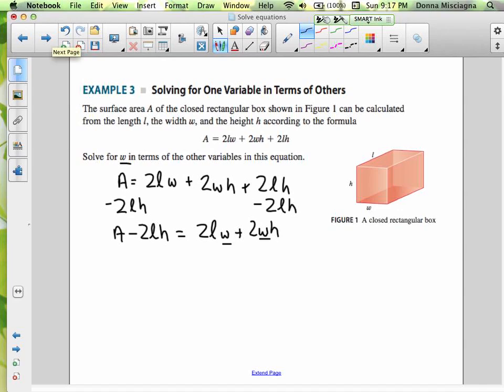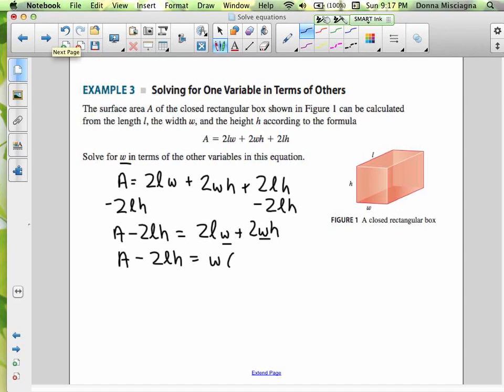It's a common factor. By the way, the 2 is a common factor as well, but we're solving in terms of W, right, and we actually don't want the 2. If we take the 2 out, then we're just going to give ourselves another step to do later on. Let's just factor the W out, since that's what we're interested in solving for. So A minus 2 times L times H equals, so we'll factor a W out.